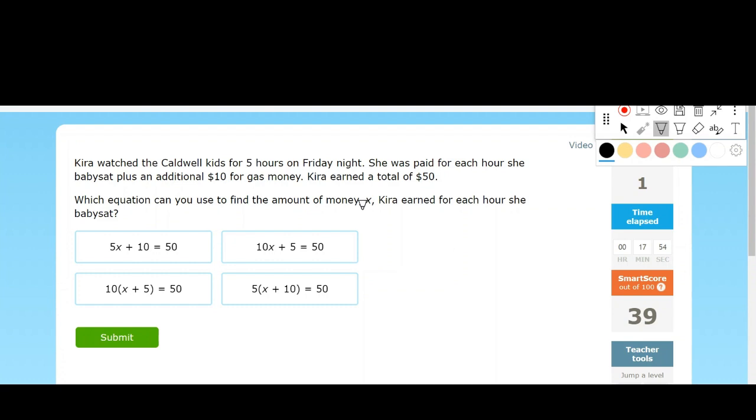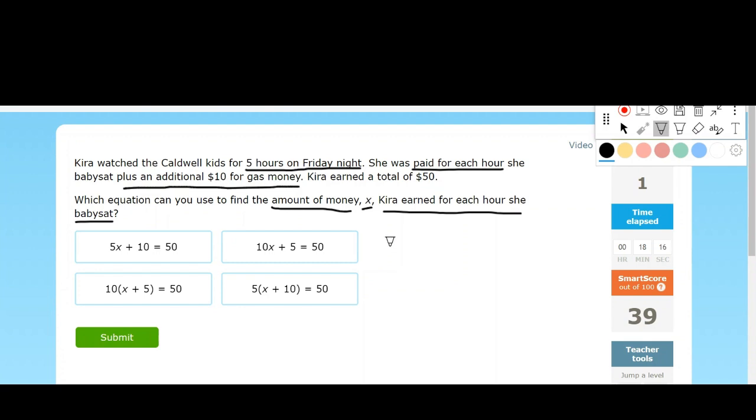Let's think about a variable. In this case, x. What does it represent? Well, the amount of money Kira earned for each hour she babysat. What do we know about the babysitting? Well, we know that Kira babysat for 5 hours on Friday night, and that she was paid for each hour, plus an additional $10 for gas money.